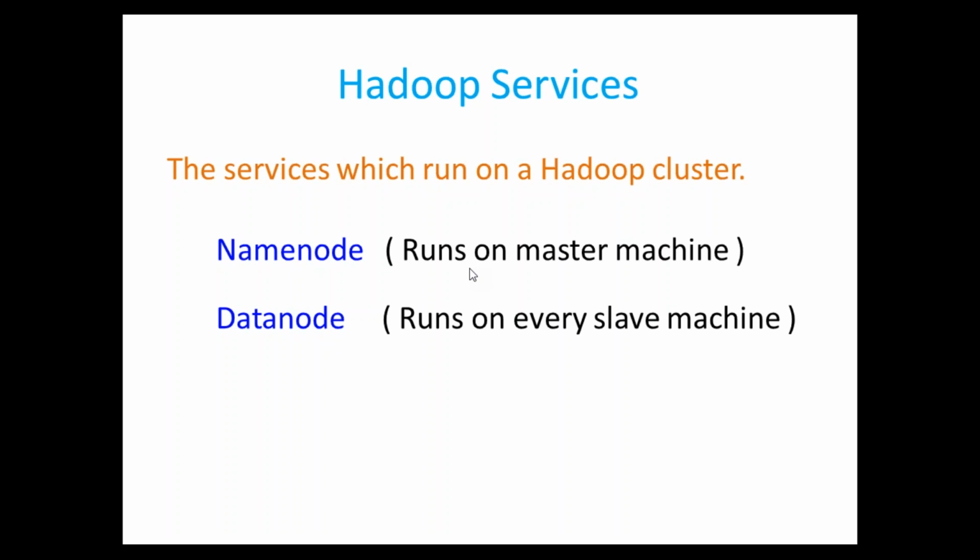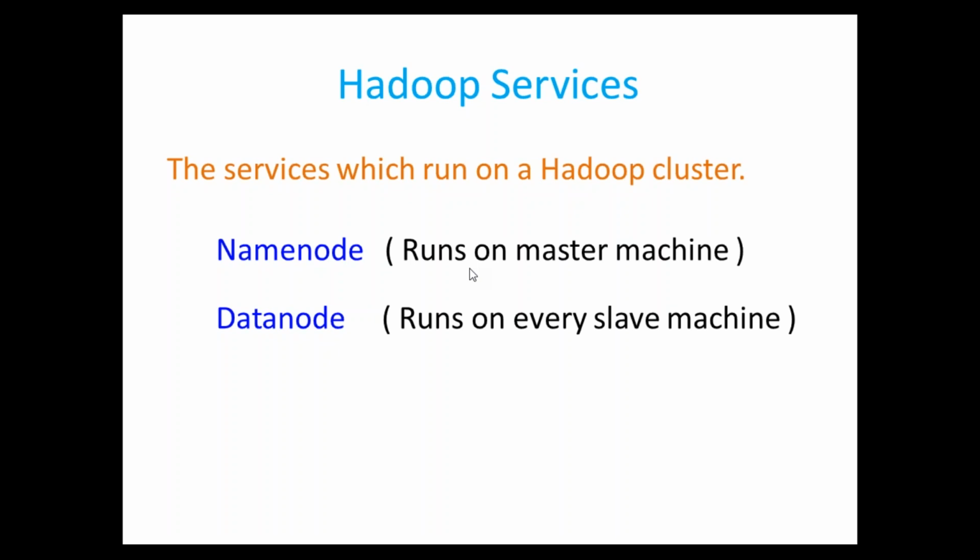The first two services are name node and data node. A few slides back, I was saying that name node is nothing but my master machine and data node is nothing but my slave machine, right? But suddenly I am saying that these two are services. So which one is true? Actually, these are services only.